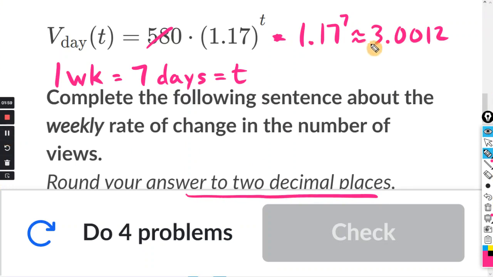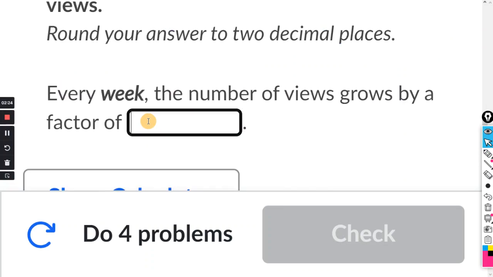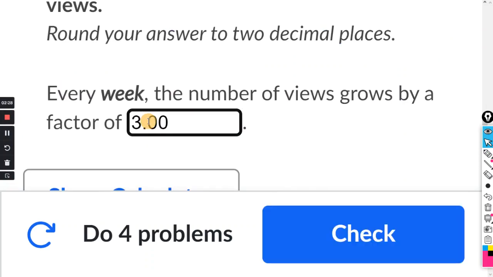I got approximately 3.0012. Round to 2 decimal places, you look at the third one. If it is less than 5, you round it down. So we are looking at 3.00. So it gets multiplied by this every day, but over a span of 7 days, that is to the 7th power. So in the box, you could probably just type 3. I'm going to type 3.00 to be safe.